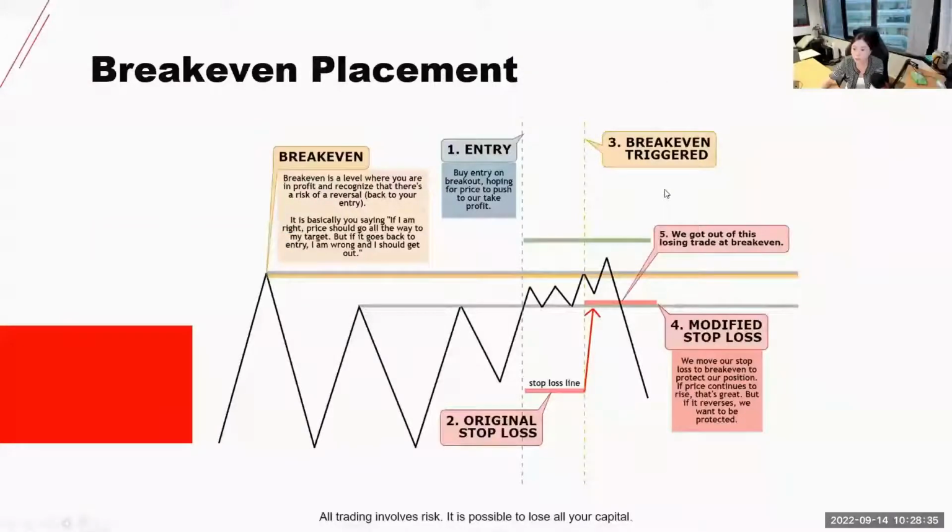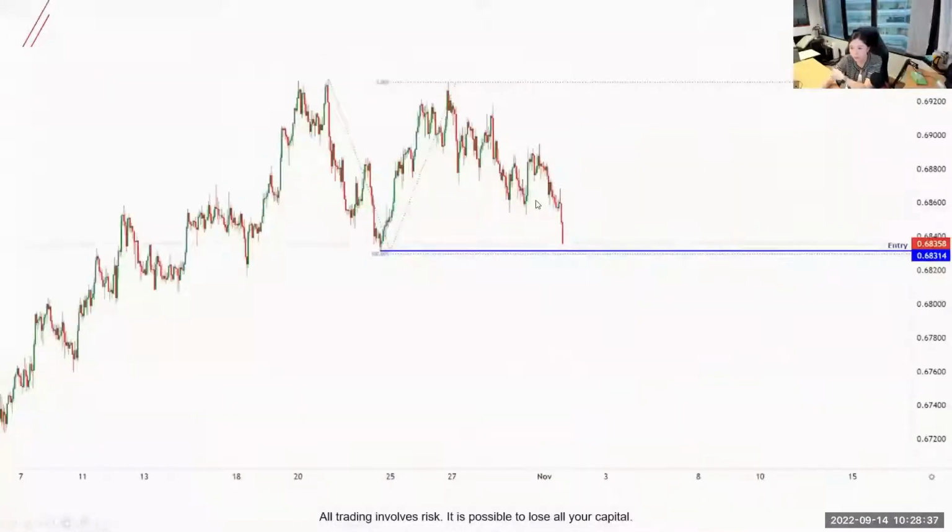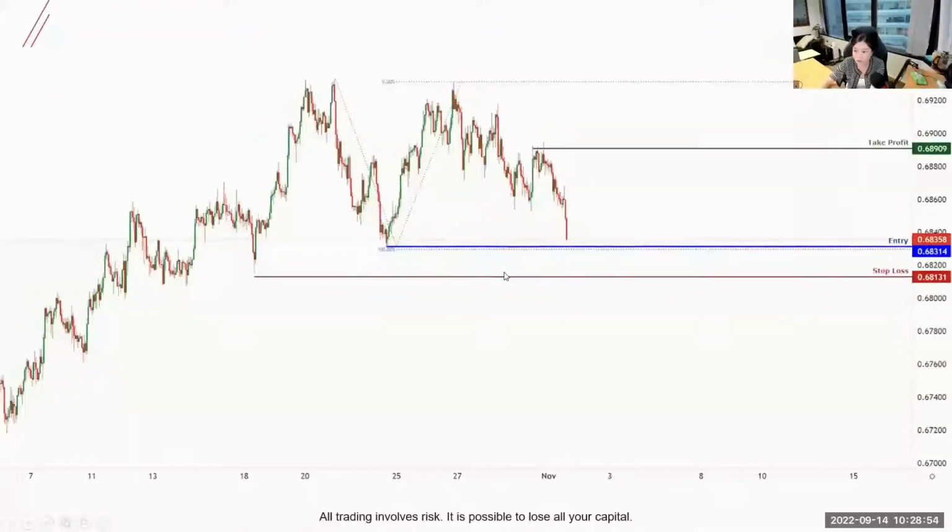Let me just move to the next session. Okay, this might be a better example. Sorry, that one is a bit confusing because of the wordings. So here, this is your entry. For the break-even point, it will be at the entry, as you can see.